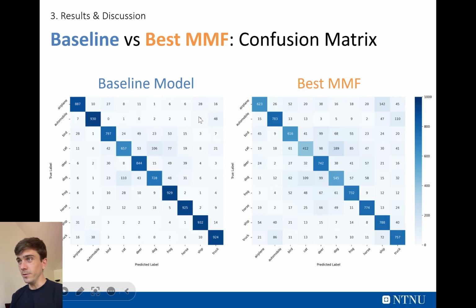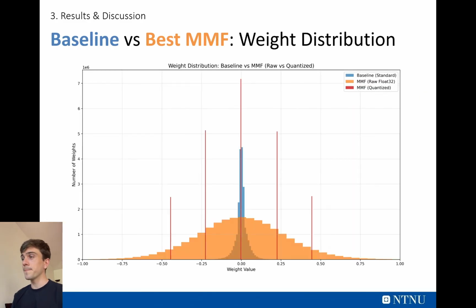And then here, we can almost not even notice that there is a little confusion in these corners, and here it is just stronger. So this is between airplanes and ships, and between trucks and automobiles.